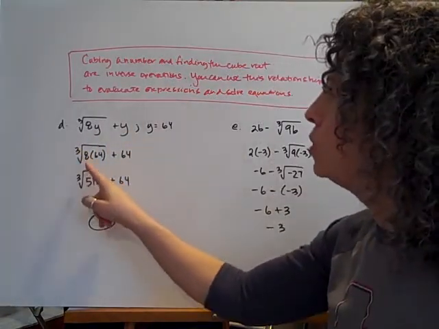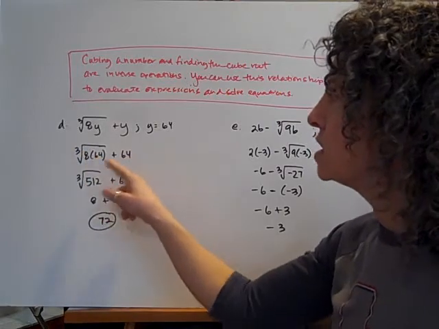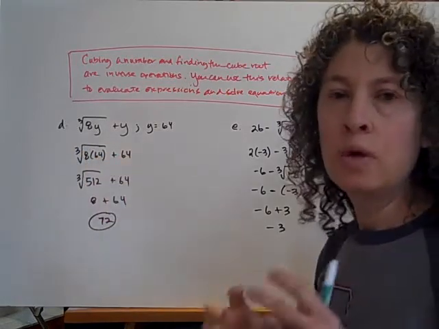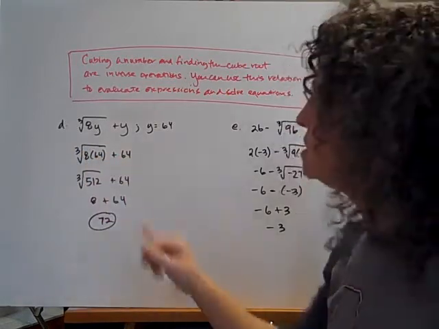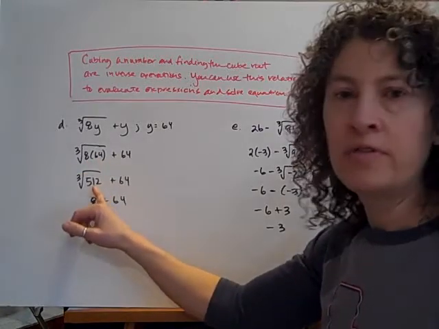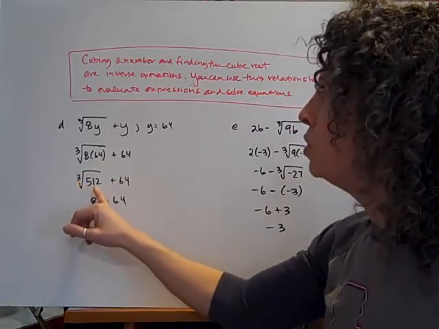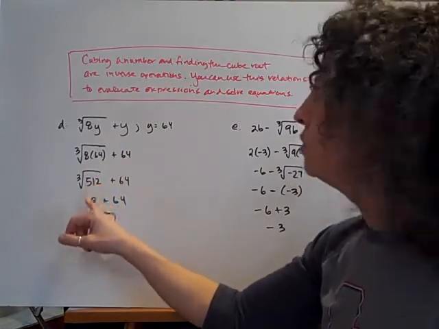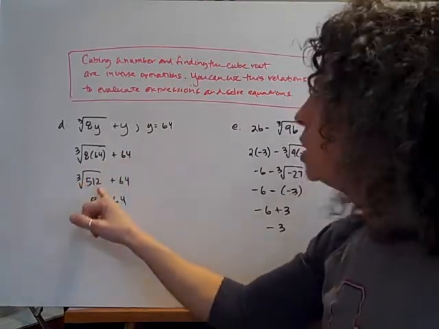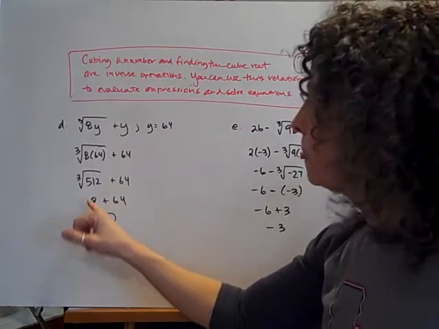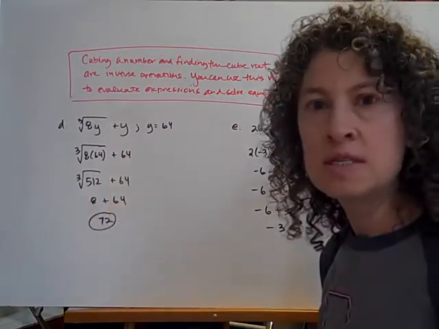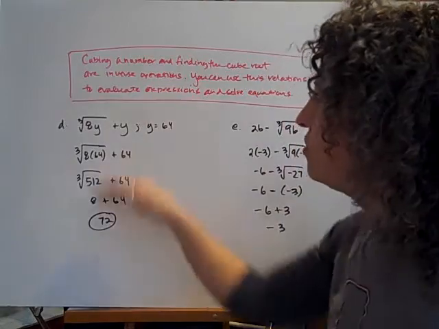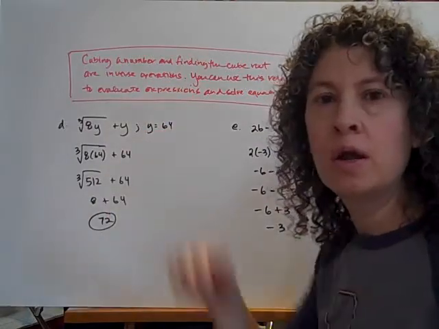First I'm going to take out all of my y's and substitute a 64 in there. So I have the cube root of 8 times 64, plus 64. Again, you do your radicals right at the beginning, like with parentheses. So 8 times 64 is 512. So I end up with the cube root of 512 plus 64. I need to deal with this cube root first. Grab your calculator. The cube root of 512 is 8. And I end up with 8 plus 64 is 72.